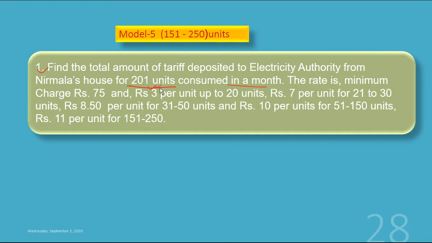201 units consumption. The previous reading and current reading, that is already discussed. Sometimes we may be given the direct units to calculate. So 201 units is the total consumption of her house per month. Minimum charge is 75. Is it 75? Can you tell me the result, dear students?